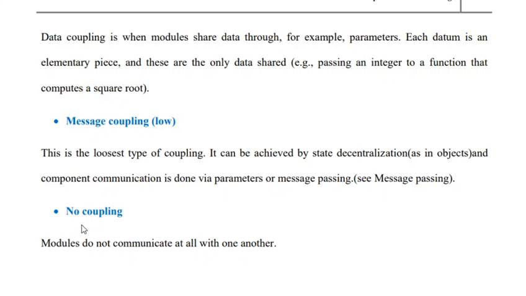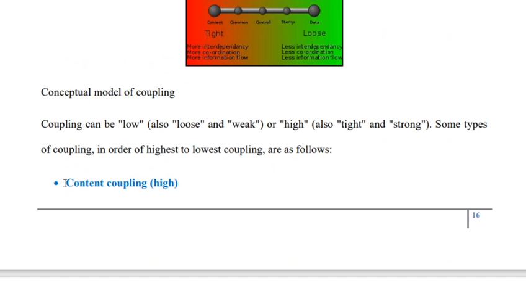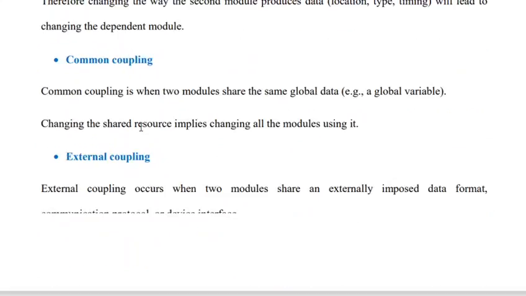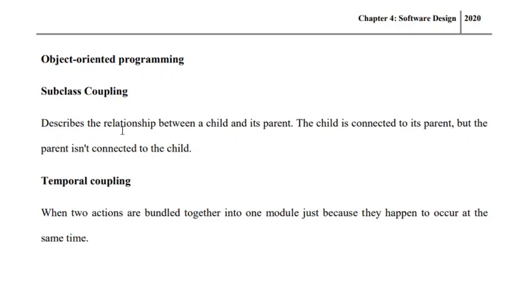Now what we need to do is we need to arrange it in order of their significance, right? So the most desirable form of coupling is called as message coupling, and the least desirable form of coupling is called as content coupling. So the most desired form of coupling is message coupling, where two modules interact with each other by passing messages, as in case of object-oriented programming, and the least desired form of coupling is called as content coupling.